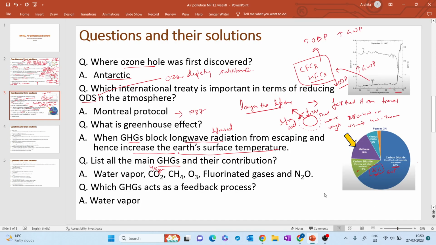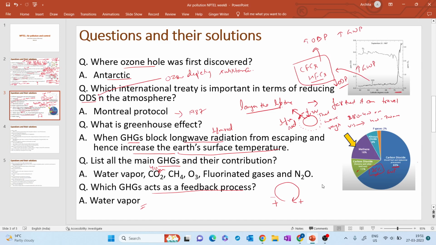Okay. Now one of the greenhouse gases acts as a feedback process, and that is water vapor. Now what is feedback? Feedbacks are basically loops. It means that if I am increasing something, it leads to an increment, and if I am decreasing something, it leads to a decrease. So how can you define it? Let's say there is a lot of water vapor in the atmosphere. Okay.